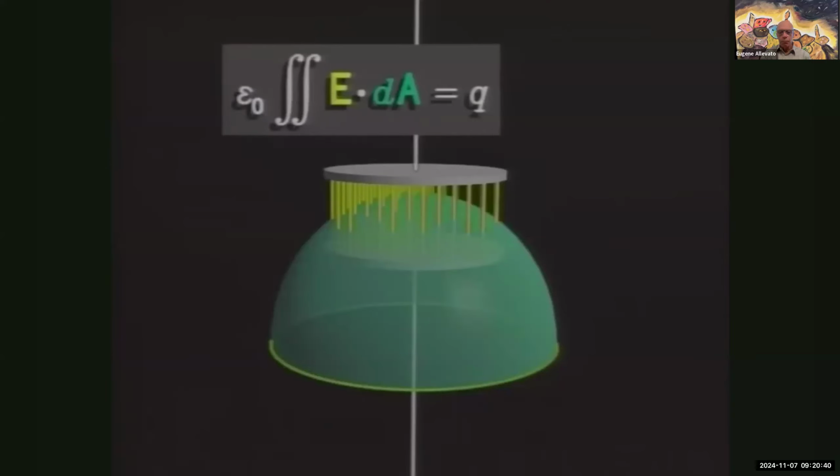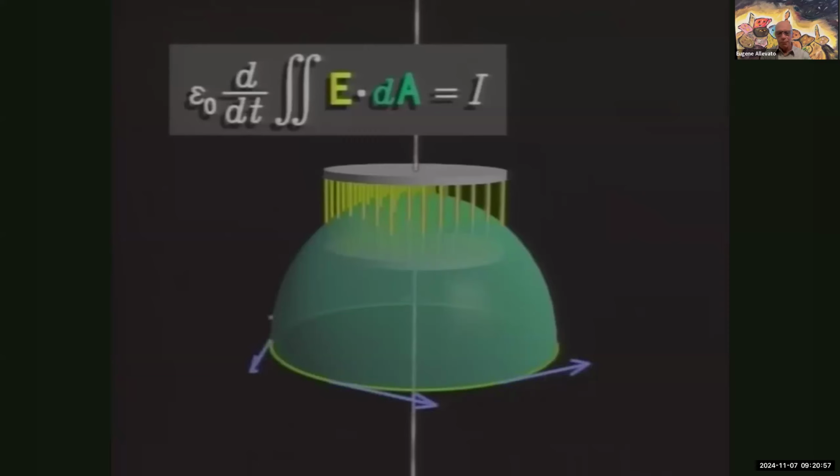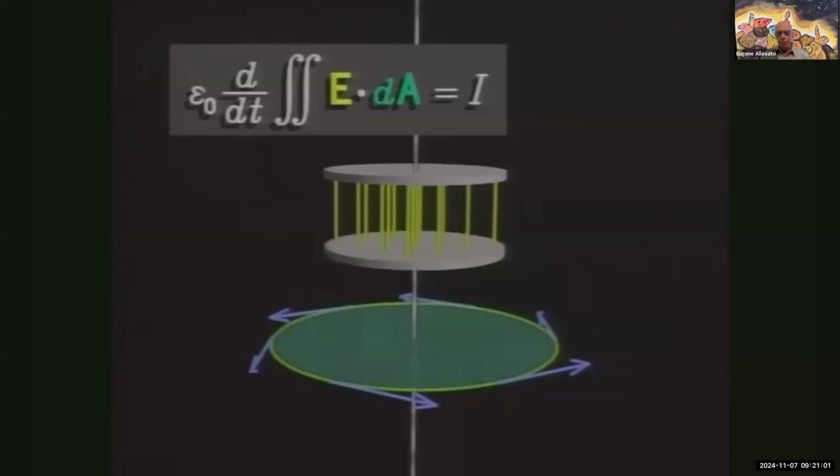The rate of change of electric flux can be found by differentiating both sides of the equation. It's given simply by the current flowing in the wire. In other words, epsilon naught times the rate of change of electric flux through the dome-shaped membrane is the same as the electric current through the flat membrane.